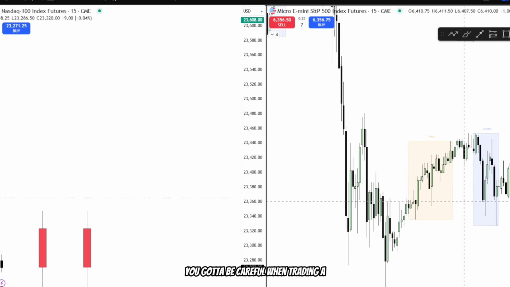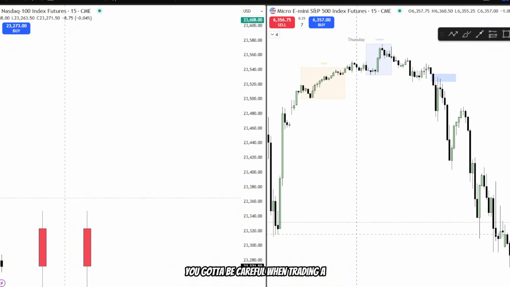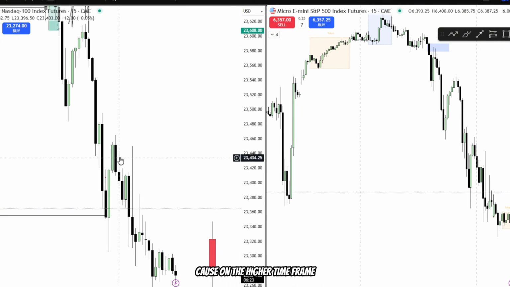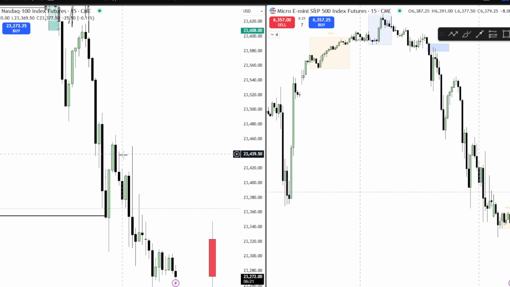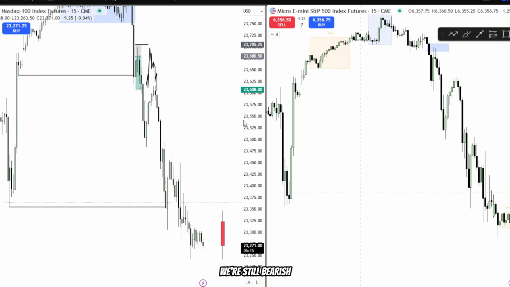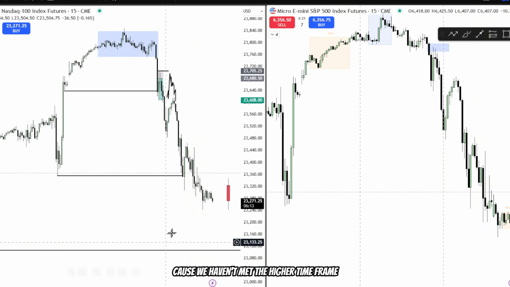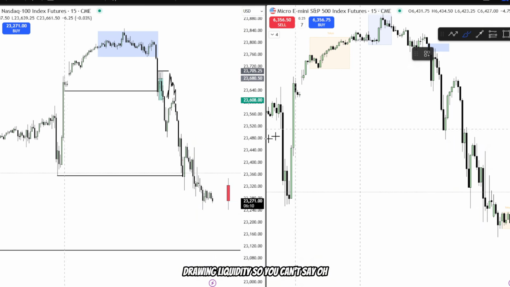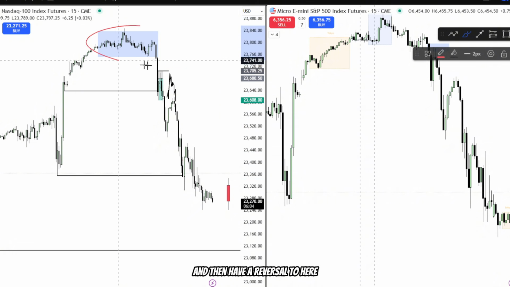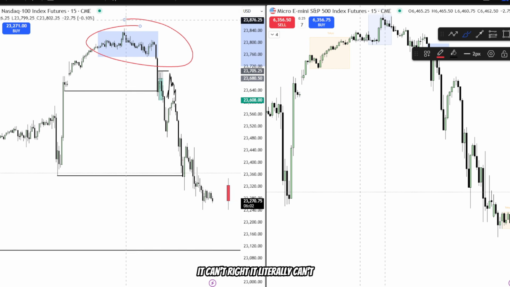But that's the thing. You've got to be careful when trading a retracement scalp like this, right? Because on the higher time frame, and this is why we use our daily bias, we're still bearish. We're still bearish because we haven't met the higher time frame drawn liquidity. So you can't say price is going to sweep this out and then have a reversal to here. It can't, right? It literally can't.